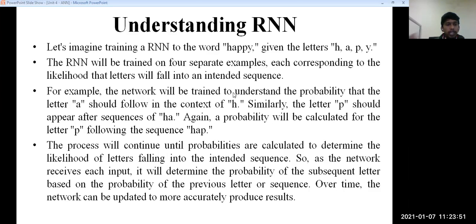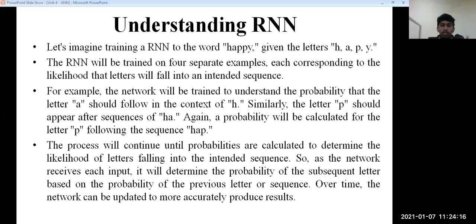Similarly, the letter P should appear after the sequence HA, and again a probability will be calculated for the letter P following the sequence HAP. That's how it will look into all the probability calculations, and accordingly it will try to feed the network. This process will continue until probabilities are calculated to determine the likelihood of letters falling into the intended sequence.